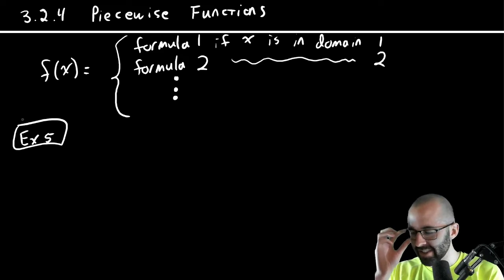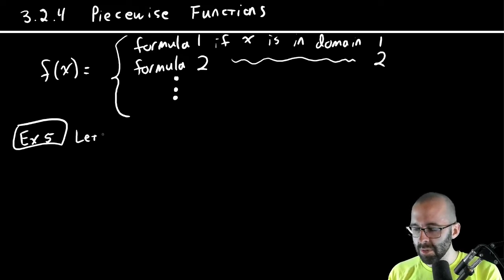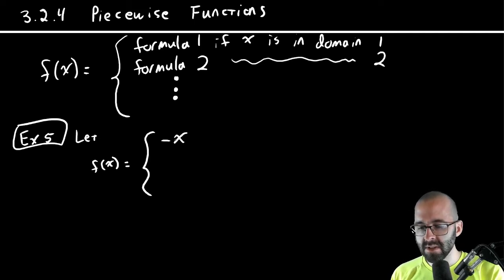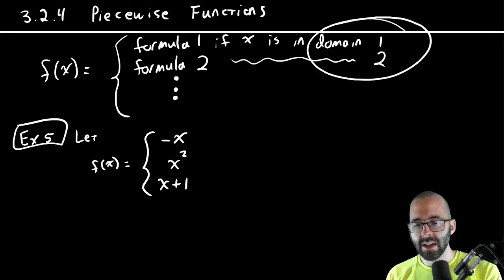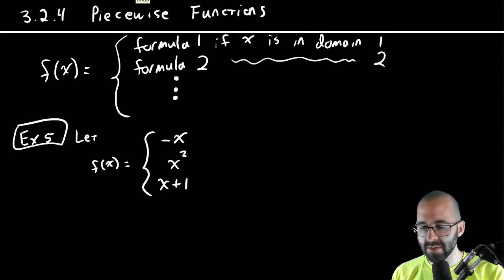Example 5. Let's look at a real piecewise function. Let f of x equal a piecewise function. Sometimes we use the formula negative x. Sometimes we use the formula x squared. And sometimes we use the formula x plus 1. How do we know which formula to use? It depends on where in the domain we are.